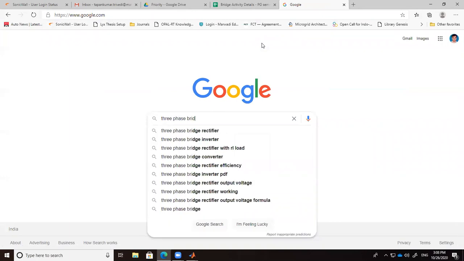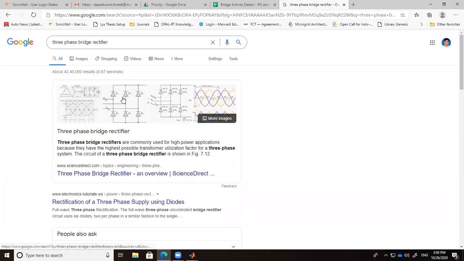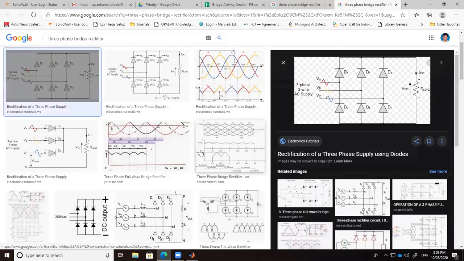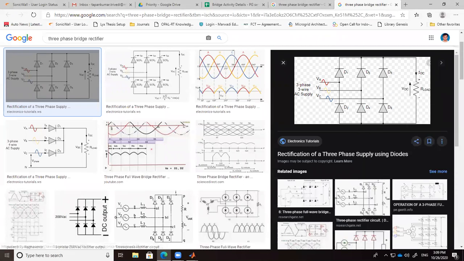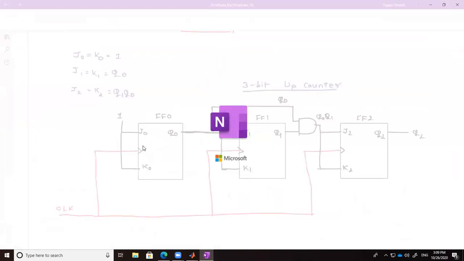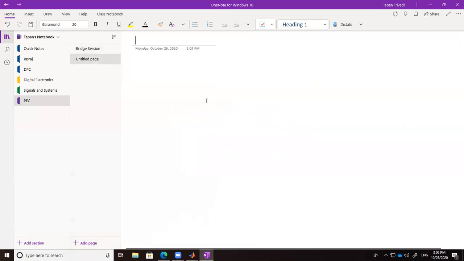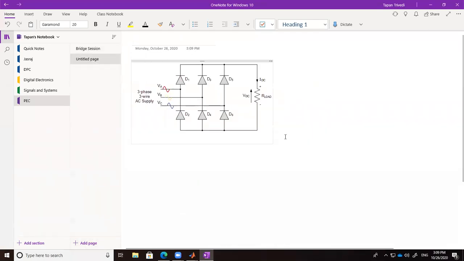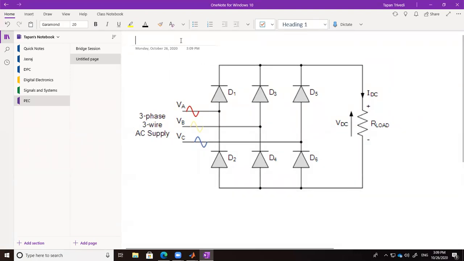Three-phase bridge rectifier. And I will consider the uncontrolled part. Okay. And let me put it in one note. I think you can see my screen, right?